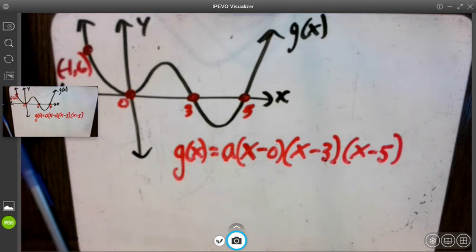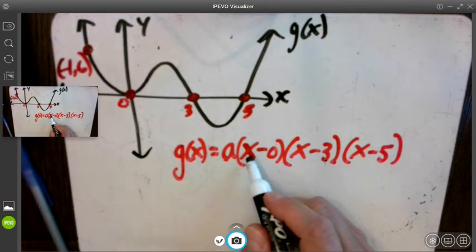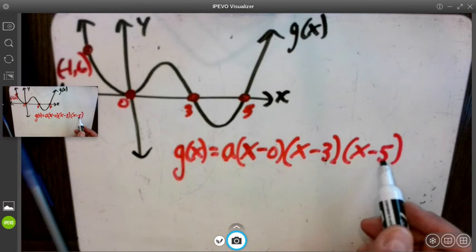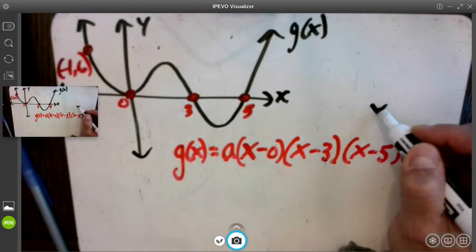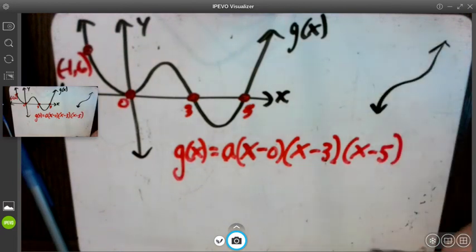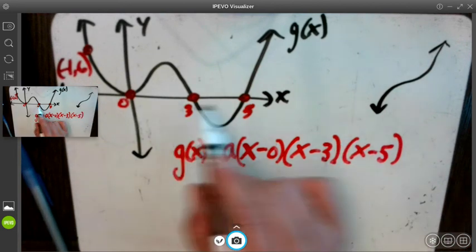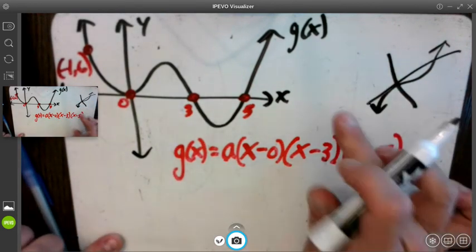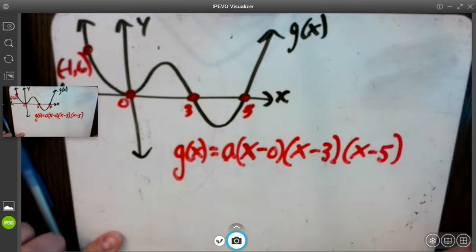So the first thing I'm going to do is look to see if I'm right. I'd have x times another x times another x. So this right here is a cubic. A cubic, remember from your chart, looks like that. This graph looks nothing like that. So this is wrong as is. What would I have to do to fix it?